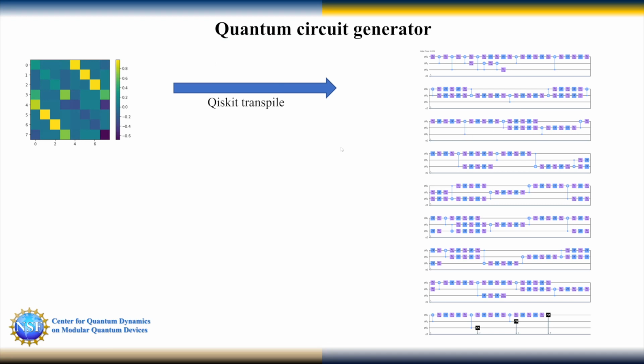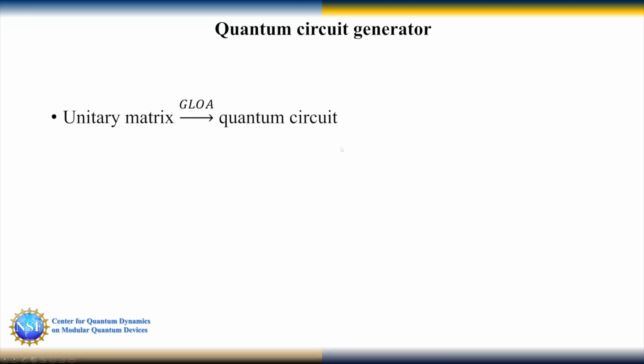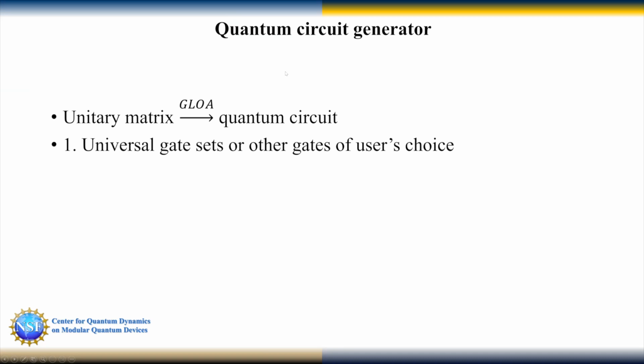Okay, going back to our quantum circuit generator. Our generator will do the same job: it will take a unitary matrix as the input, and it will give you a quantum circuit as the output. But it uses the GLOA to facilitate it. And in our quantum circuit generator, the user can choose whatever universal gate set they want, or can even define their own personalized quantum gates.